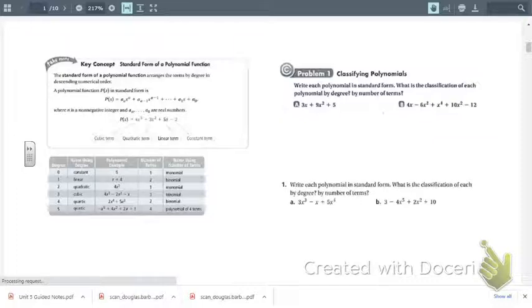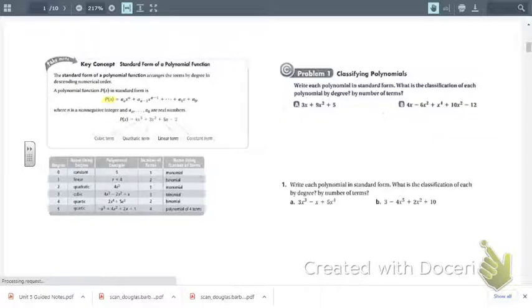I should also point out the polynomial function. All it is is a polynomial with a p of x or an f of x equaling in front of it. It's just notation. So a polynomial function just has the p of x or the f of x equaling in front of it. Nothing to be really too concerned about.